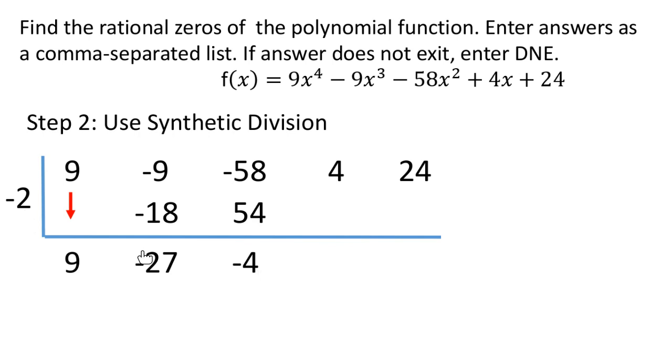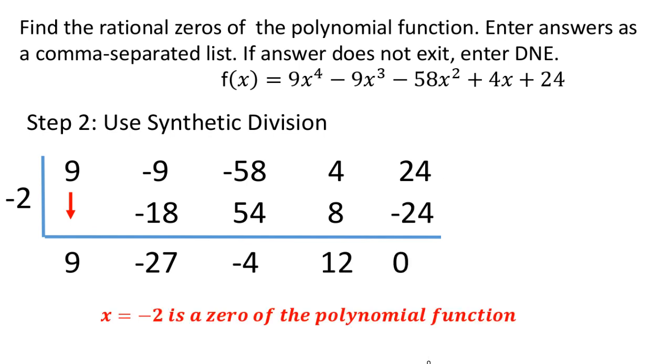Then I'm going to multiply negative 2 times negative 4. That's going to give me positive 8. So negative 4 plus 8 is 4, and negative 2 times 12 gives me negative 24. And when I add 24 with negative 24, I get 0. So happy news. Since our remainder is 0, this is telling us that x equals negative 2 is a zero.